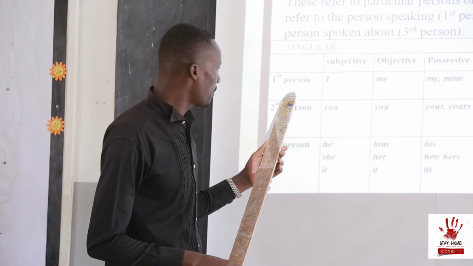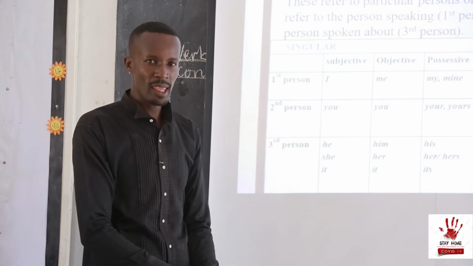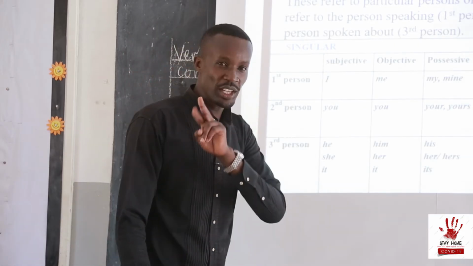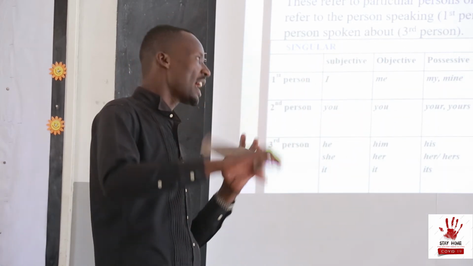So the first person pronoun is I. Its objective form is me. The possessive is my and mine. Then the plural form is we. That means the plural form of me is us. The plural form of my is our. The plural form of mine is ours. And the plural form of myself is ourselves. You see, we are now doing two things at the same time. We are looking at personal pronouns with the singular and plural forms.